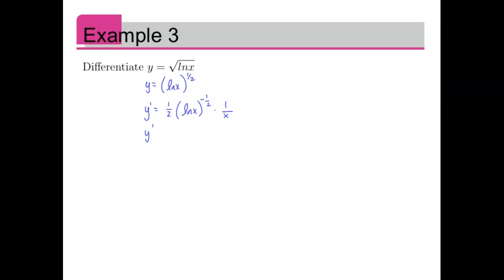And then simplifying that, we'll end with 1 over 2x root natural log x. So it's this 2 and this x in the denominator, and then to make it a positive 1/2 power, I moved the natural log to the denominator, and then I just rewrote it as a square root.